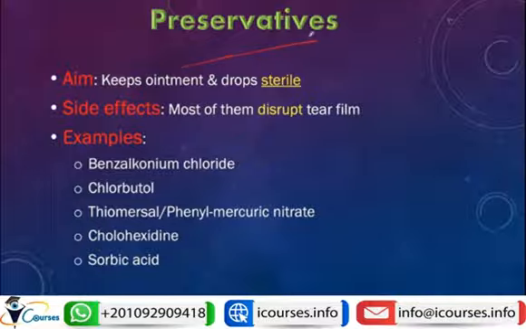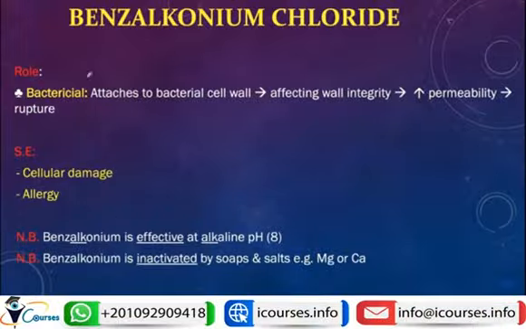Talking about preservatives, what are preservatives? Preservatives are compounds that are added to eye drops and eye ointments to keep them sterile. The advantage is sterility, but the disadvantage is that they disrupt the tear film and cause breakdown of the epithelial barrier. For example, benzalkonium chloride, chlorbutol, thimerosal, phenyl mercuric nitrate, chlorhexidine, and sorbic acid. The most famous one is benzalkonium chloride.